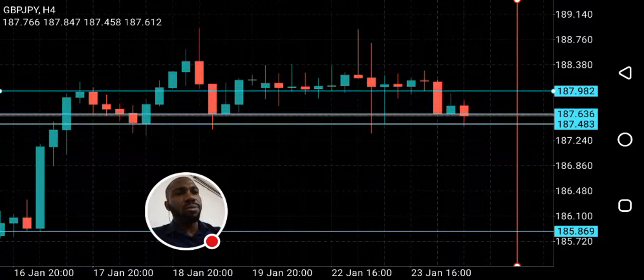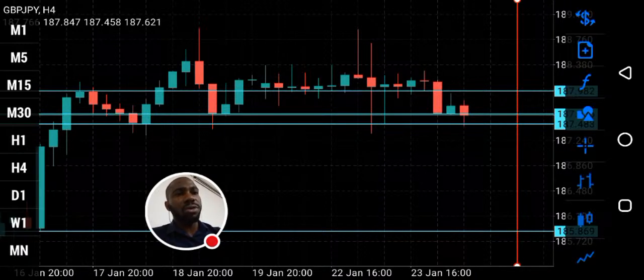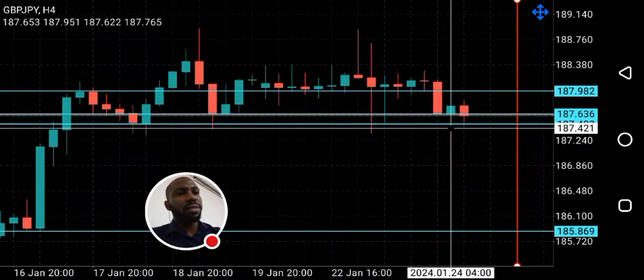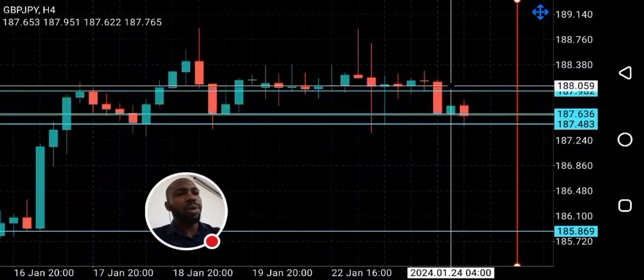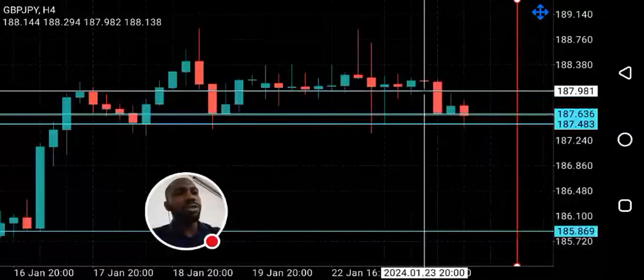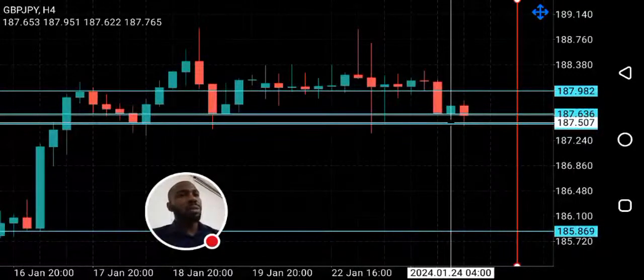Okay, it is likely price will pull back to this level. It has already pulled back. You can see that on this candle, price pulled back to test the low of this doji. So right now GBPJPY is set for sell. It is set for sell.